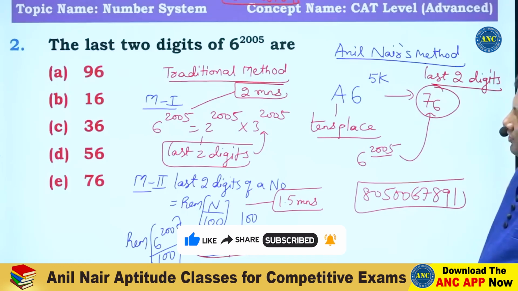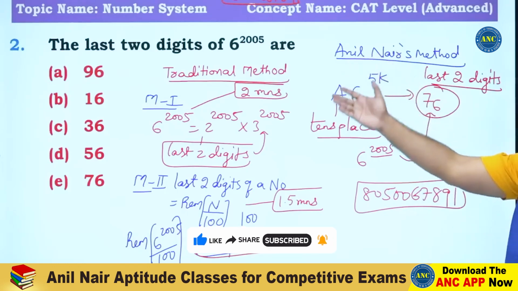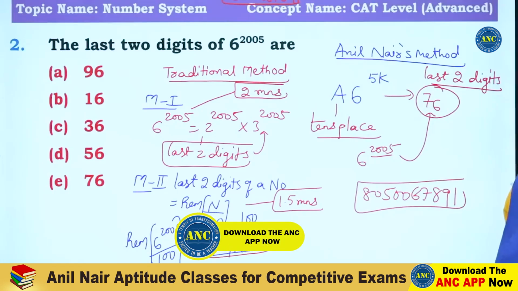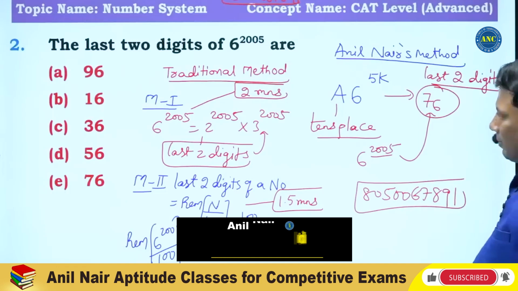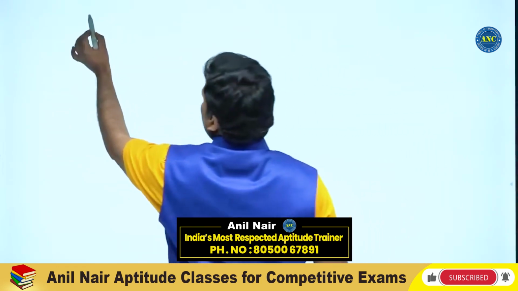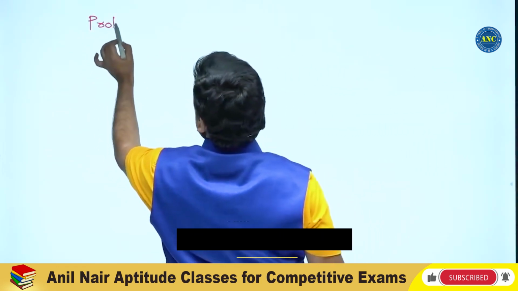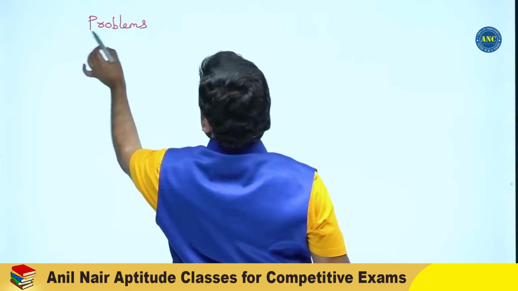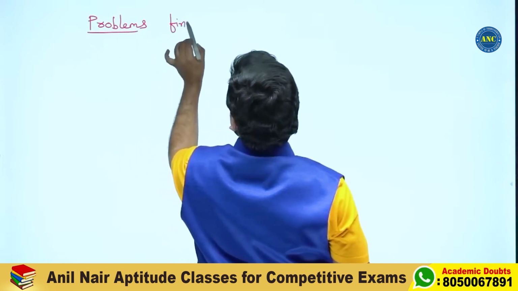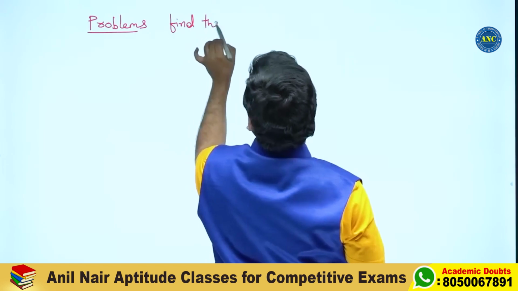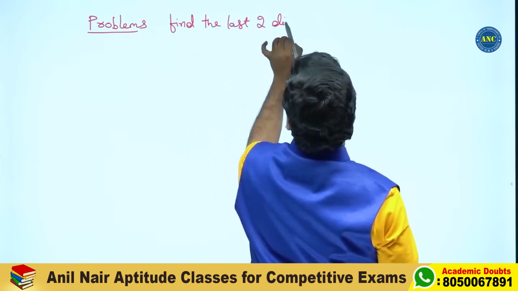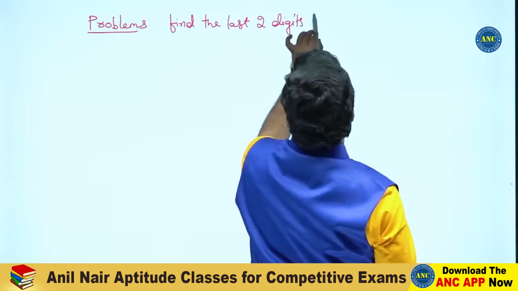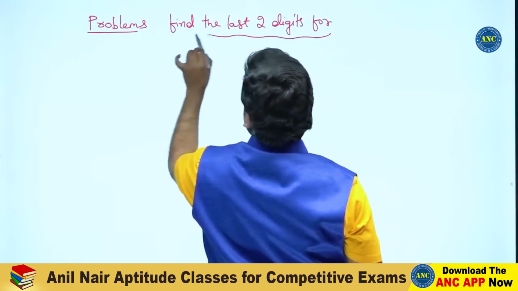Last two digits of 6 power 2005: you don't need to use method 1 and method 2. Directly you can use this. Some problems we will solve. Find the last two digits for the following.